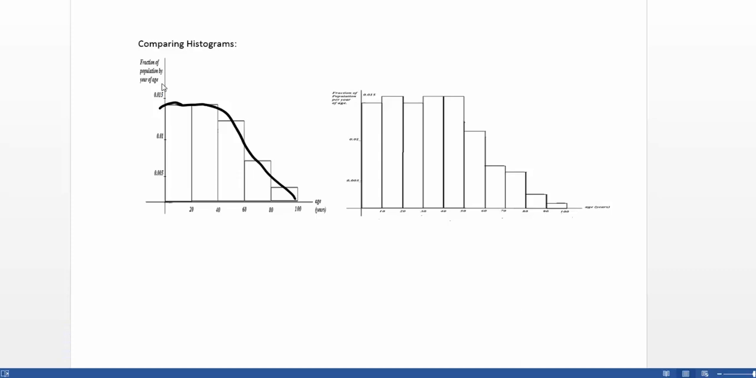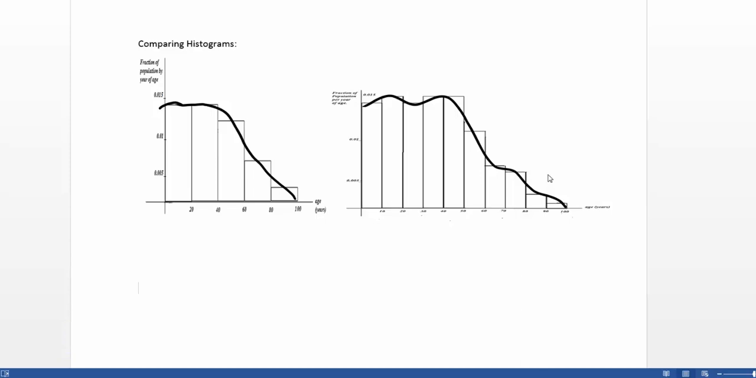When we shrunk the intervals down into 10-year intervals, what happens is our histogram starts to smooth out a little more and become more accurate into what's going on. You can see that there's more bumps and waves when we have 10-year intervals.